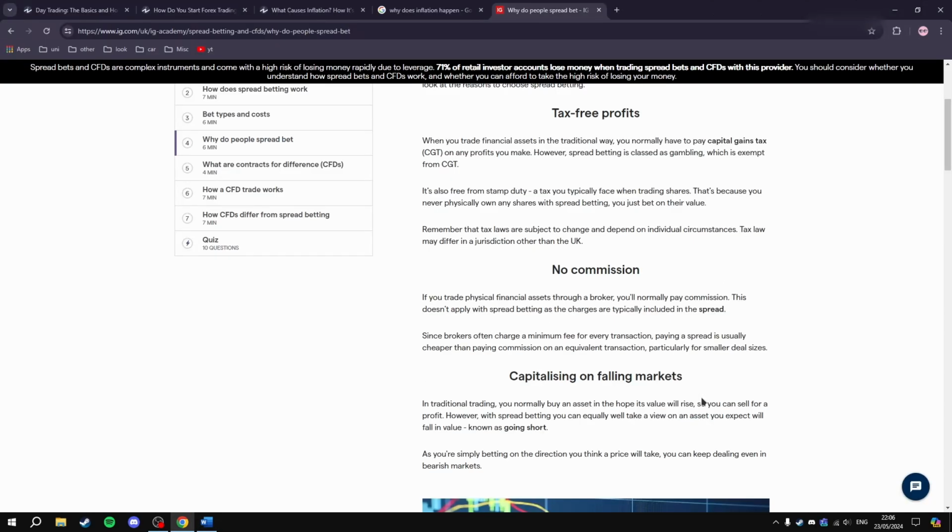Remember that tax laws are subject to change and depend on individual circumstances. Tax law may differ in a jurisdiction other than the UK.